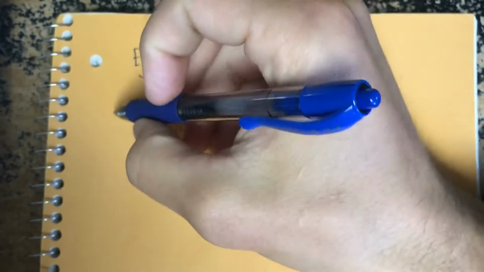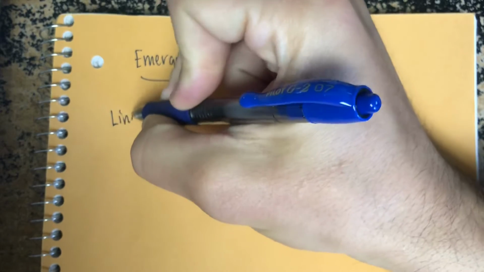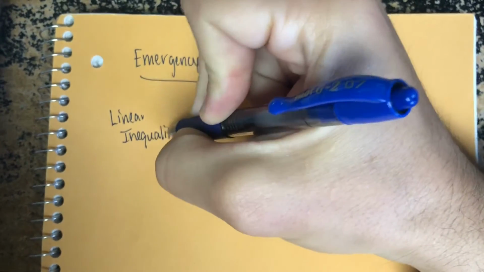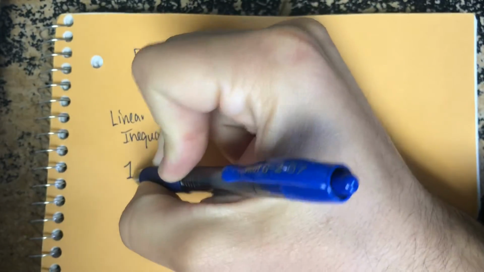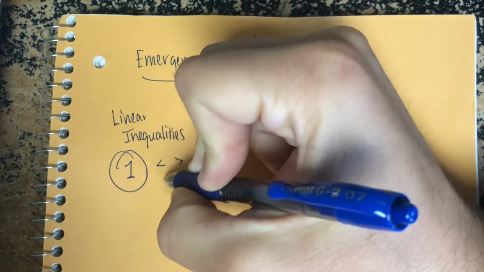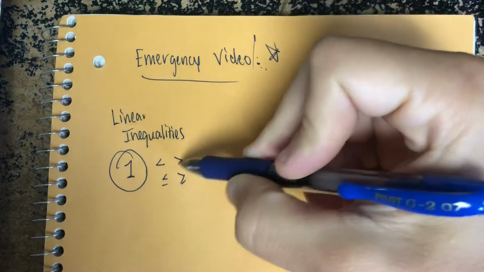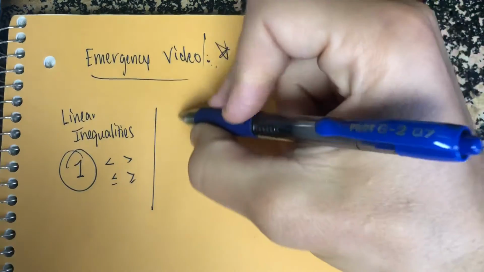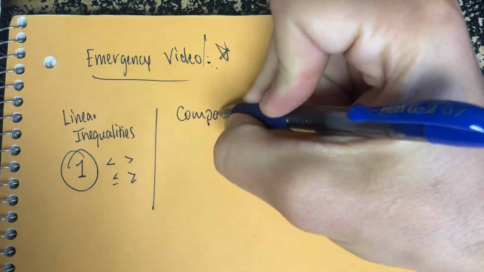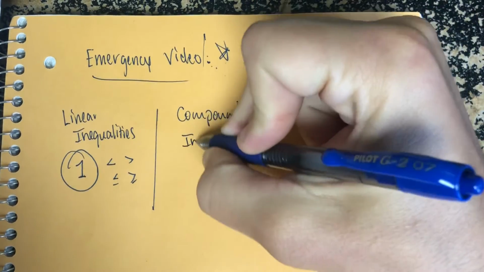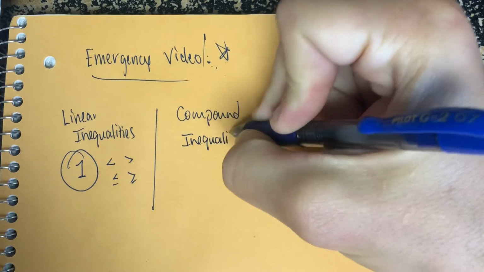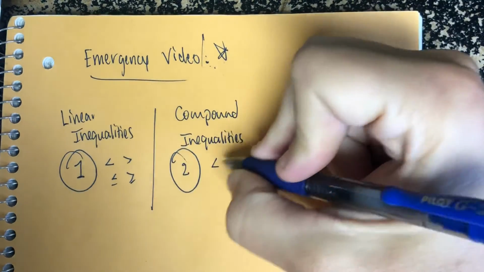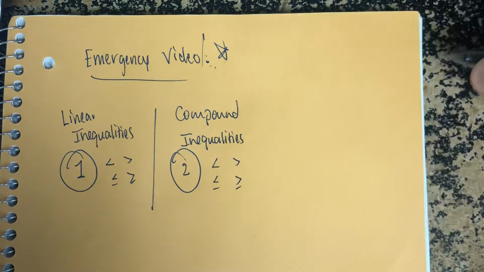you have been talking about 3 different inequalities. We have linear inequalities. Okay, linear inequalities have one inequality sign. Okay, there's 4 different types of inequality signs. Linear inequalities have one of them. Then you have compound inequalities. Compound inequalities have 2 inequality signs, okay, any of the 2 of them.